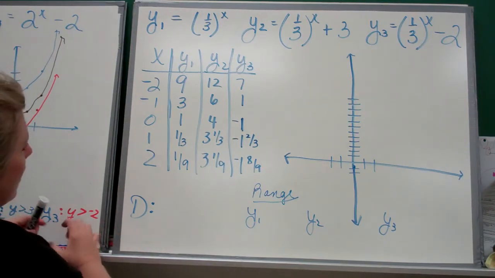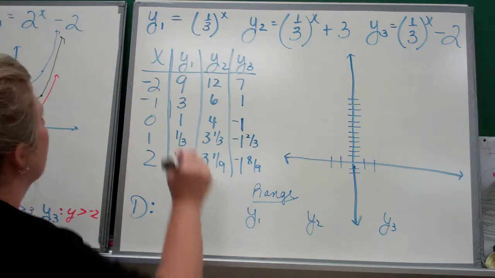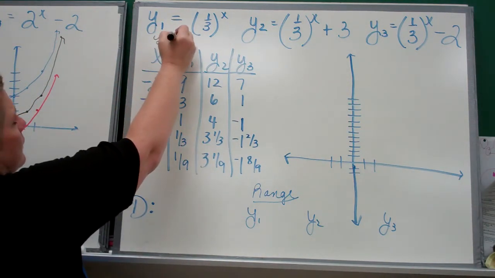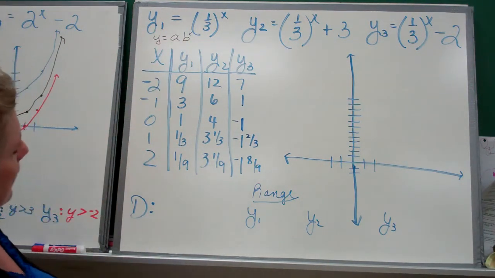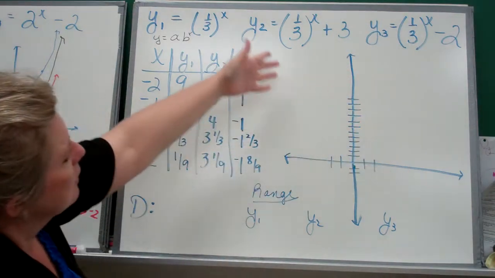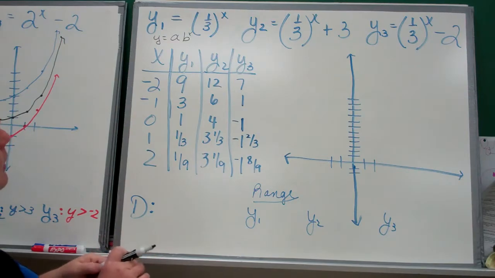Here we've got y1. y1 is 1/3 to the x power. Okay, again, if it's ab to the x, a is 1 in this case. Plus 3 minus 2. That's a vertical shift of 3 and a vertical shift of -2.